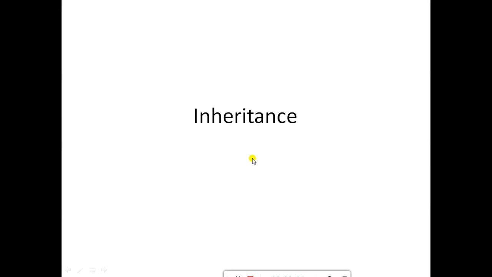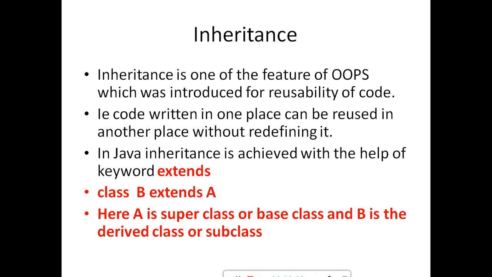Now we know that the object-oriented programming language features are data hiding, data encapsulation, polymorphism, inheritance, and dynamic binding. Inheritance is a very important feature of Java because with the help of inheritance we can reuse code, that is, code written in one place can be reused in another place. There is no need of redefining the code every time, just write once and use it wherever you want. So how do we achieve it?